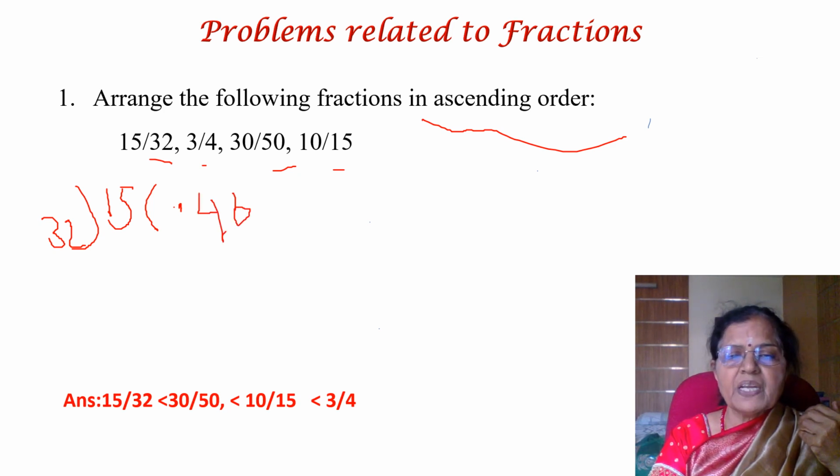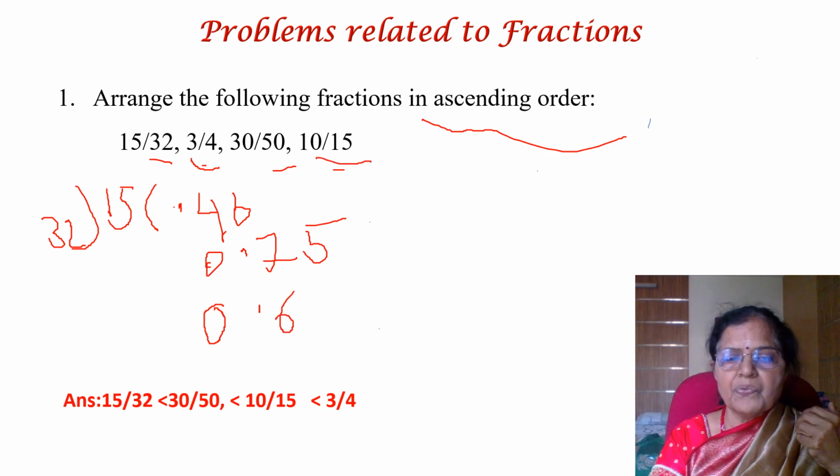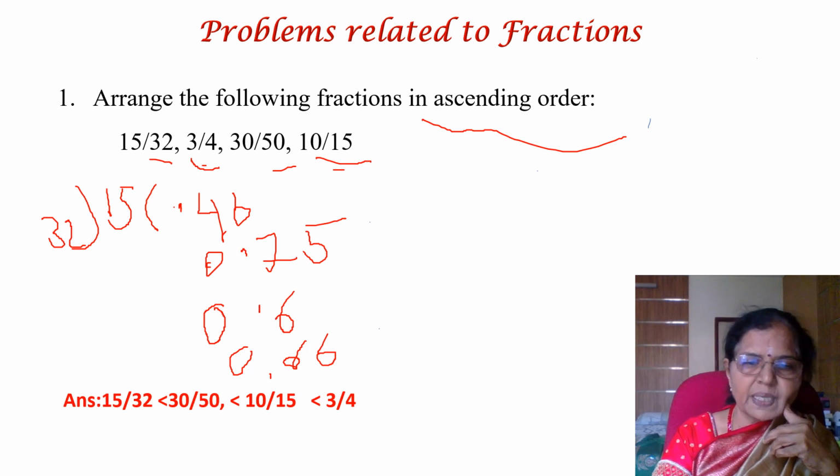In the same way, divide 3 by 4. You get 0.75. And divide 30 by 50, you get 0.6. And you divide 10 by 15, you get 0.66. Now arrange them. Now which is the greatest one?